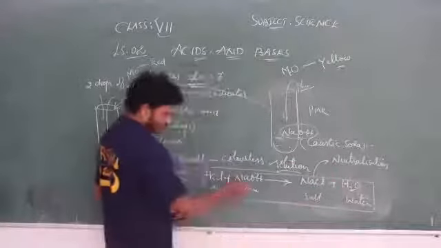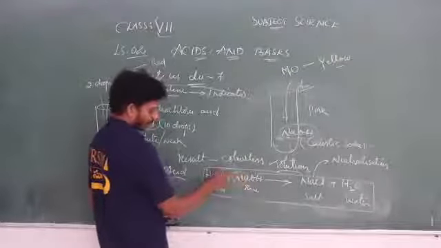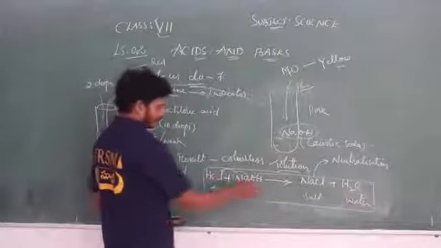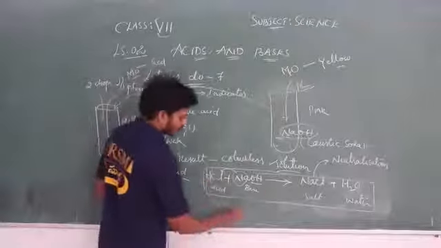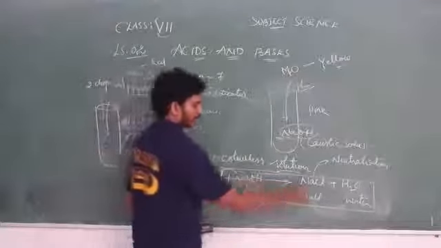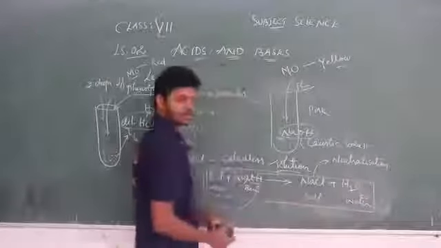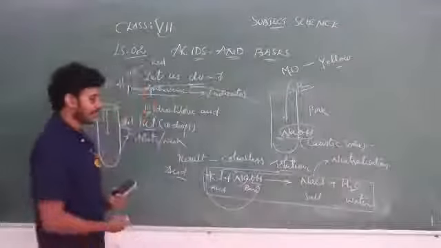So sodium with chlorine, Na with chlorine, gives you NaCl. H with OH gives H2O, 2 hydrogen atoms and 1 oxygen atom. So it forms a water molecule. It is an example of the neutralization reaction.